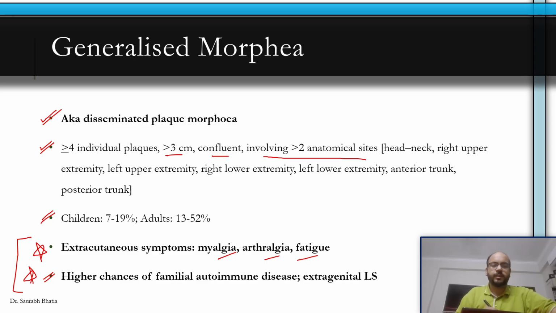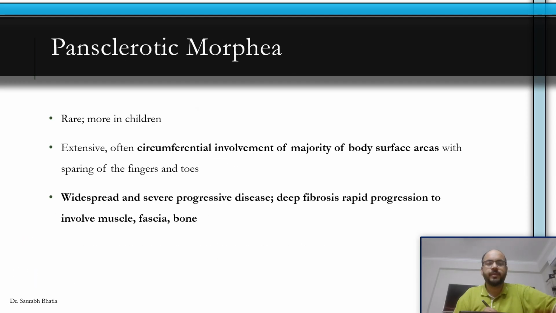Okay, let's move forward. So let's discuss pansclerotic morphea. This is the most significant variant of generalized morphea. So we'll discuss that in a bit much detail. It's a rare variant, but more common in the pediatric onset cases of morphea. It is described as extensive, often circumferential involvement of the majority of body surface area. When we say circumferential, it means it surrounds the body. So circumferential involvement of the majority of body surface area, and it spares fingers and toes.